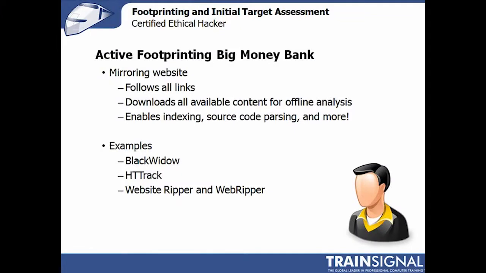When progressing from passive footprinting to active footprinting, one of the first things I typically do is to go grab a copy of a company's entire website. So in this case, Big Money Bank has a public website. Nothing wrong with actually going out and browsing around, looking at it manually.